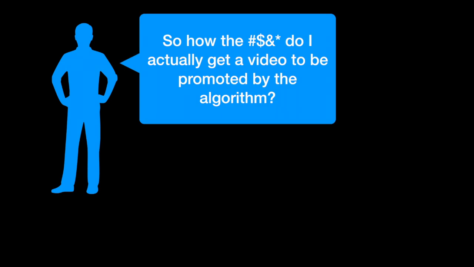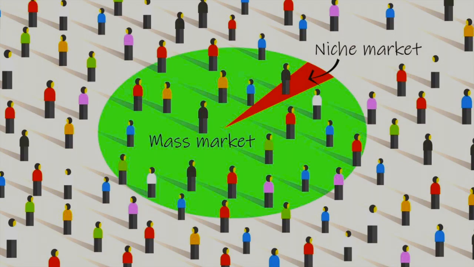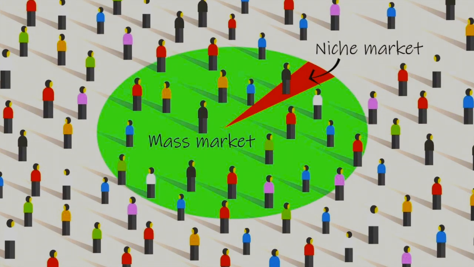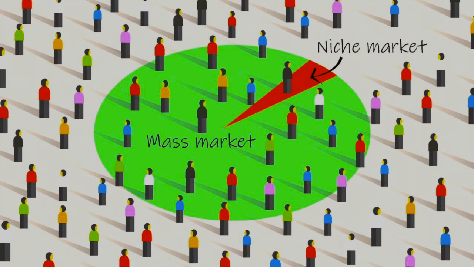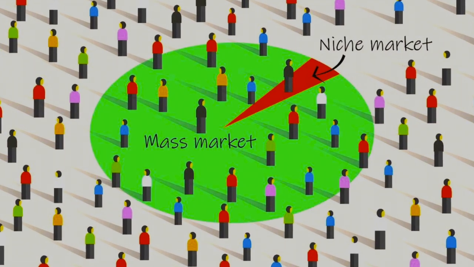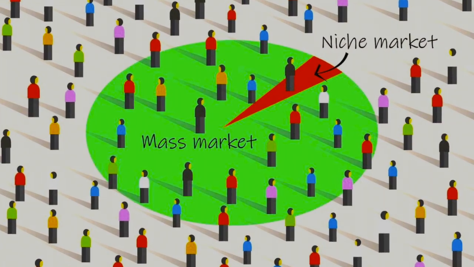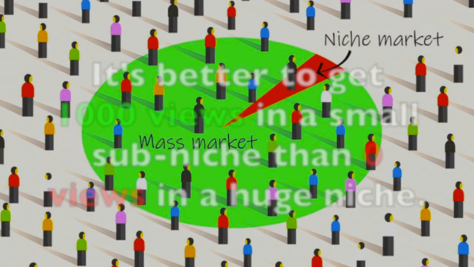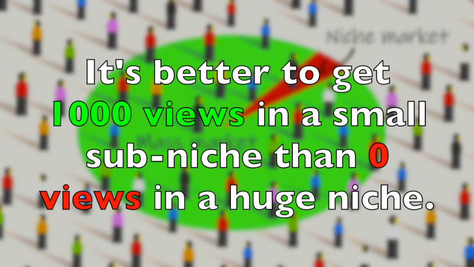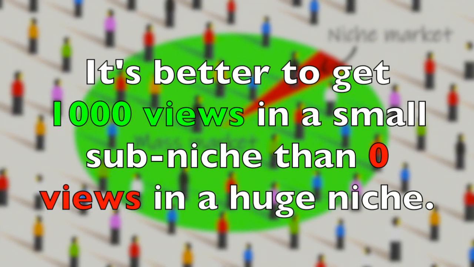Now you're probably thinking, okay, cool, so how do I actually get a video to be promoted by the algorithm? The best way is to sub-niche. This means that if you're interested in a big niche, that's fine, but making videos competing with other established channels won't work out well for a small channel. Instead, focus on reducing the reach of your content. It's better to get 1,000 views in a small sub-niche than 0 views in a huge niche, at least in the beginning.